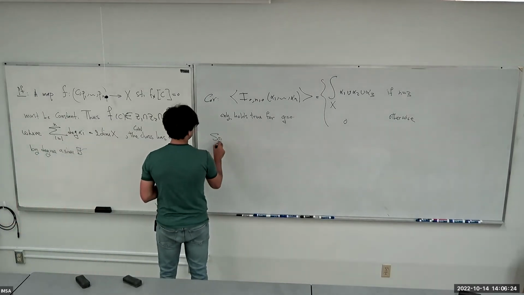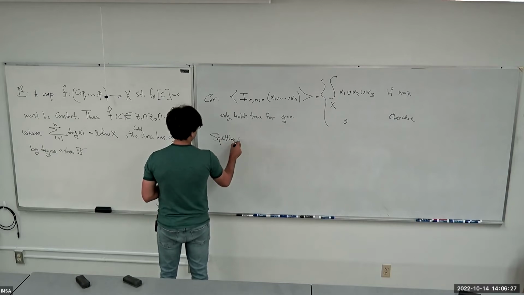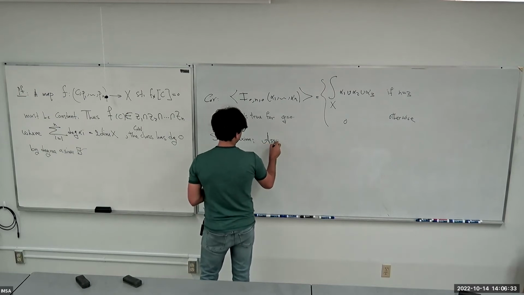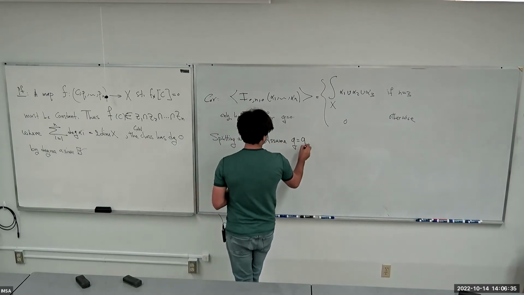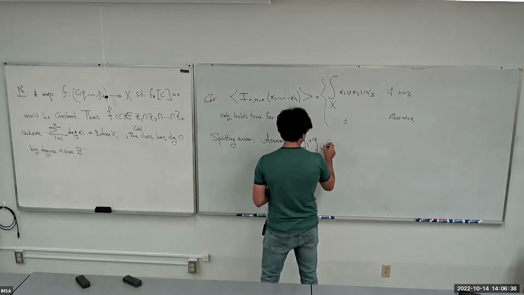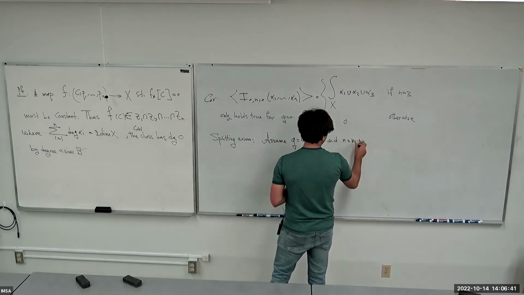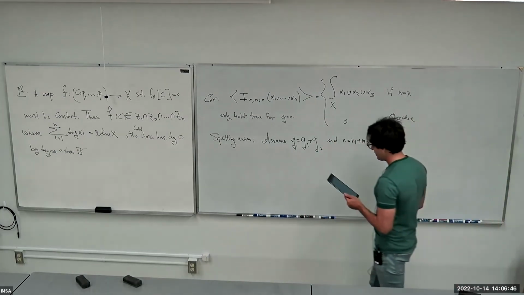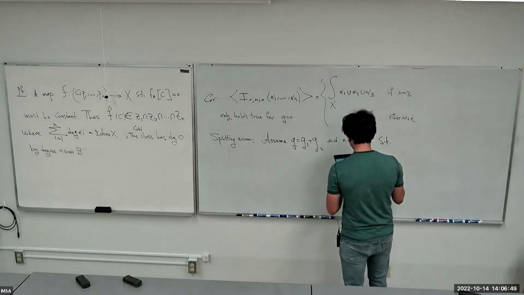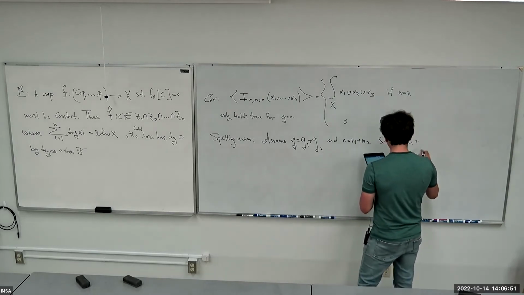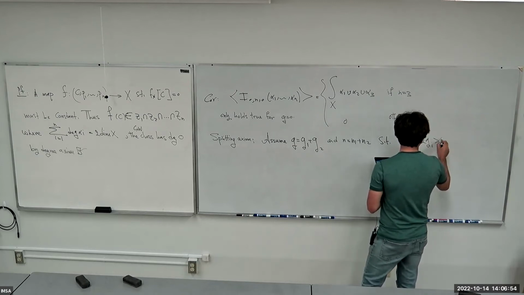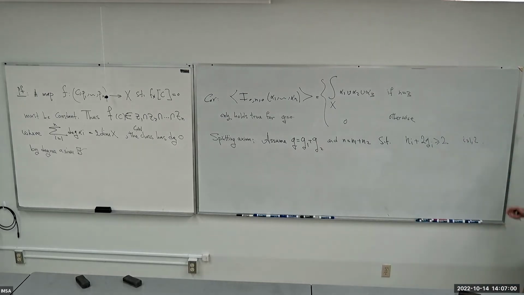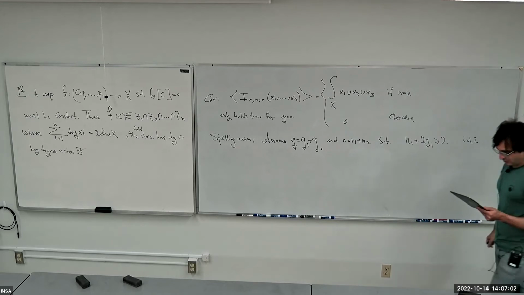Okay, so a splitting axiom. Assume g is g1 plus g2, and n is n1 plus n2. So I'm splitting the genus and I'm splitting the number of marked points, such that this condition is satisfied: n_i plus 2 times g_i is bigger than or equal to 2, for i equal 1 and 2. So for each splitting, you have that.